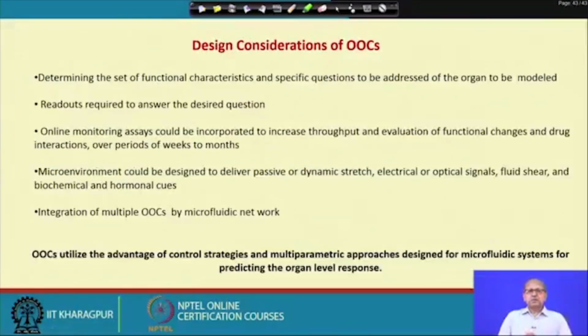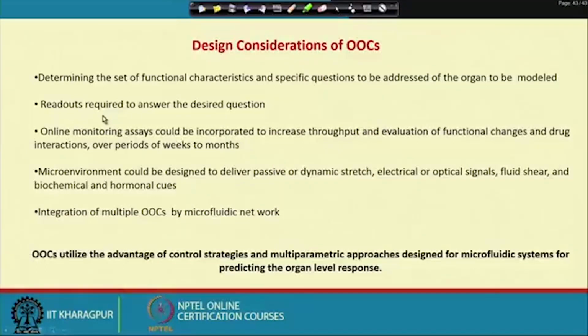So, if we think about developing an organ on chip, what should be the design criteria? First thing is that we have to determine the set of functional characteristics and the specific question to be addressed in the organ to be modeled. As already mentioned, an organ on chip is basically a miniature form of that organ, not a whole organ. So that is why specific questions should be asked about what we should be looking for from that organ on chip. Next is, what are the readouts required to answer the desired question?